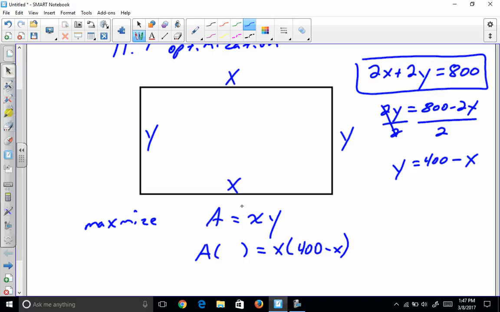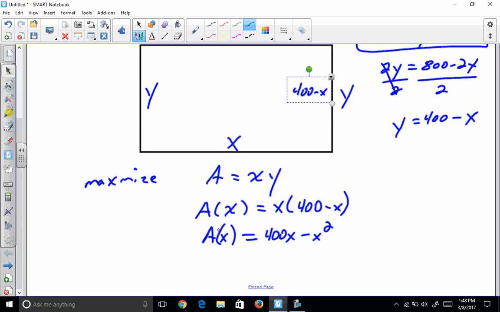So area, which is this distance times that distance, instead of calling it x times y, we can call it x times (400 minus x). So notice we have 1 input now instead of 2. So area is a function of x. If we want to multiply that together, x times 400, x times minus x.